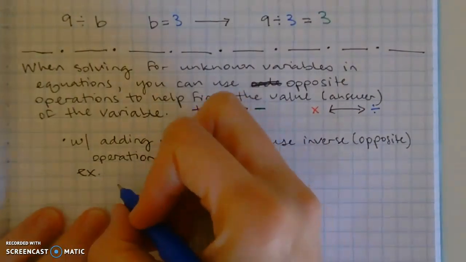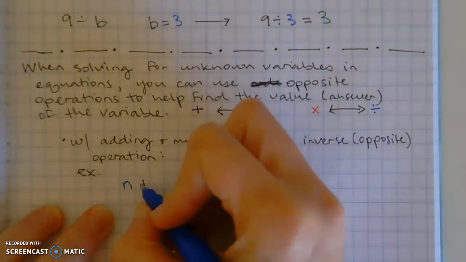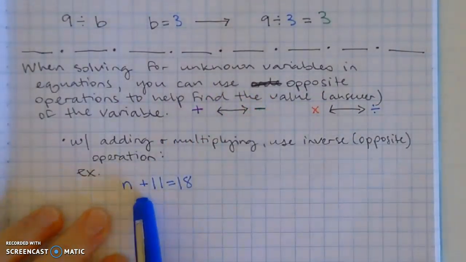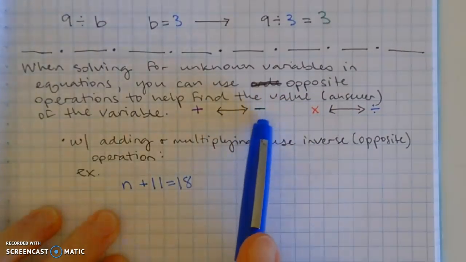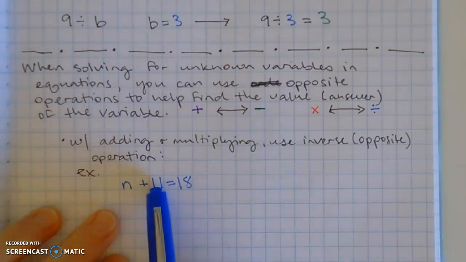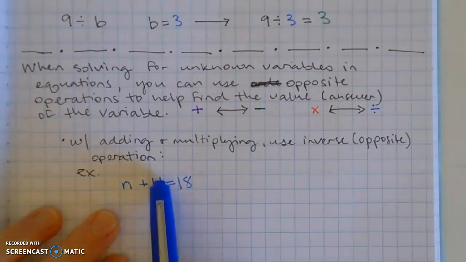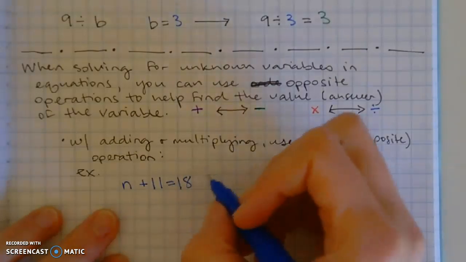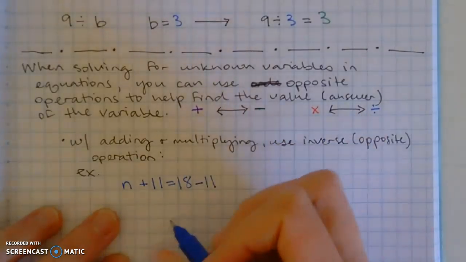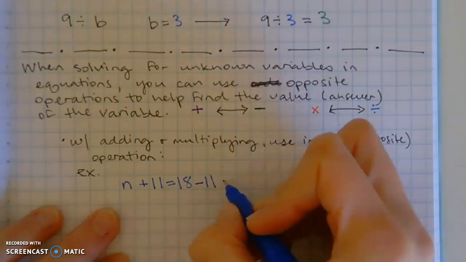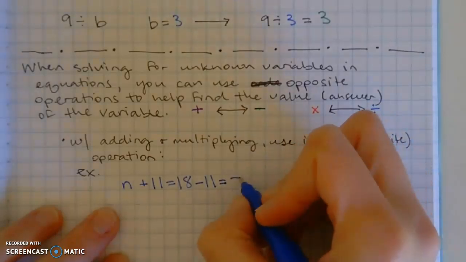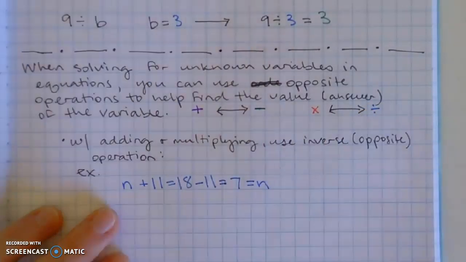So if I have n plus 11 equals 18, I know that the opposite of addition is subtraction, so I can subtract here to figure out what n equals. So I'm not going to subtract 18 from 11. I'm going to subtract 11 from 18 because I know the sum is 18. So what I'm going to do is I'm just going to subtract 11, and that's going to give me my answer. So 18 minus 11 is going to be 7. So 7 equals n. Okay.